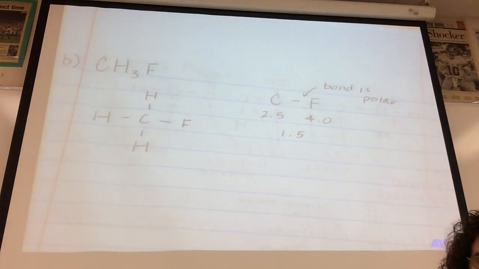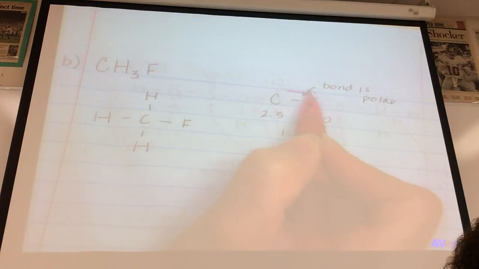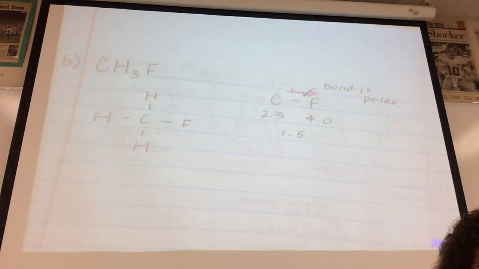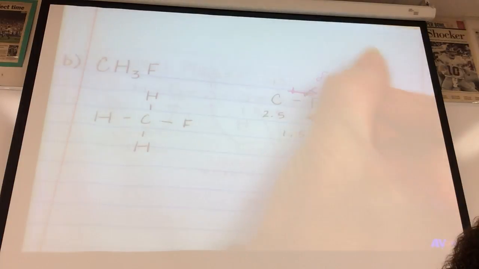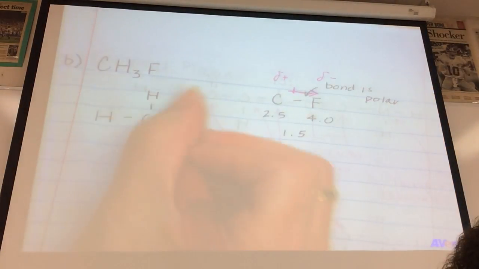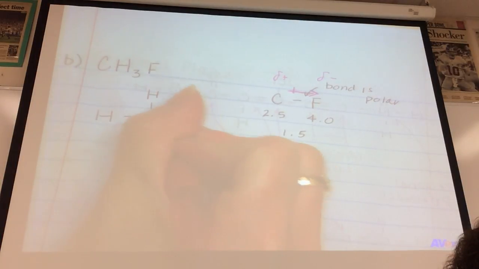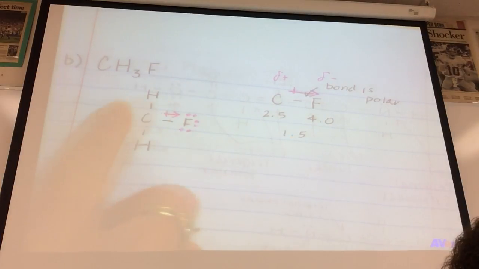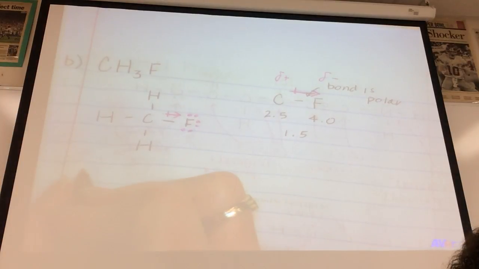Now we talked briefly about dipoles. Remember, the more electronegative atom pulls the bonding electrons toward it. So which atom would have the partial negative, the carbon or the fluorine? Fluorine. So fluorine has the partial negative, carbon the partial positive. So you have a dipole right here. So you have 3 nonpolar bonds and 1 polar bond. So the molecule is polar or nonpolar? Polar.